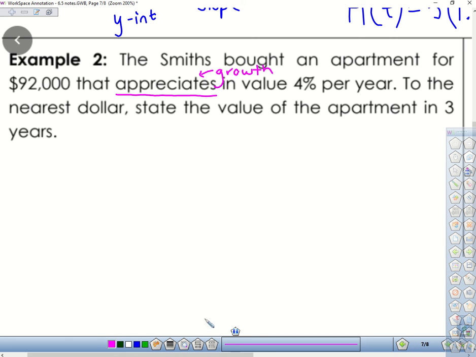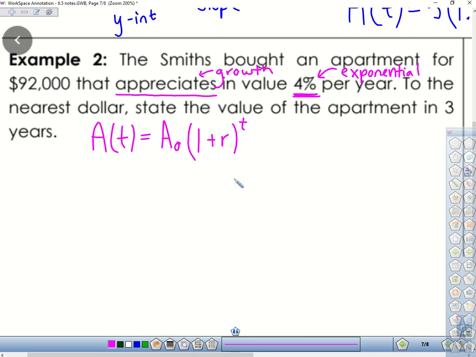Now we have to determine what type of growth it's going to be. What do you think? Is this continuous exponential growth? No, it doesn't use the word continuous. Does it use a percent or a fraction or a decimal as our rate? Yes. This gives us the hint that this is exponential. So we're going to be using the exponential growth model, which is A of t is equal to A sub 0 times 1 plus r to the t power.